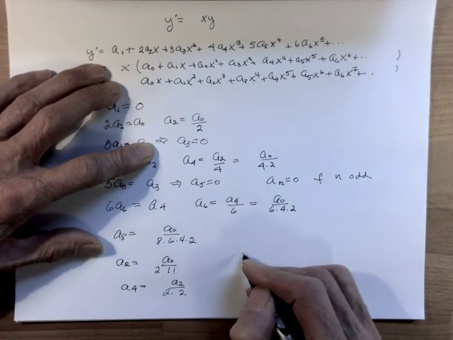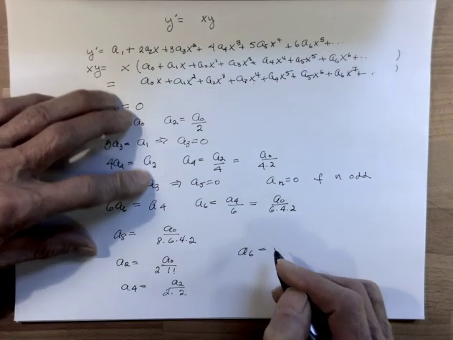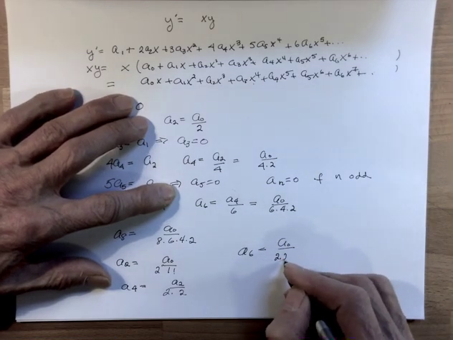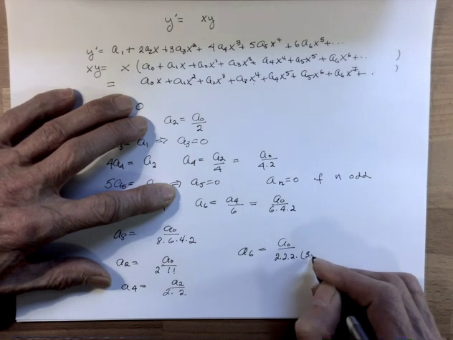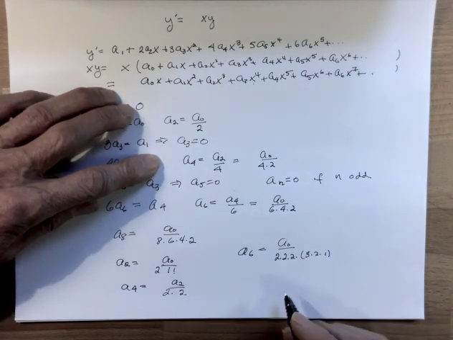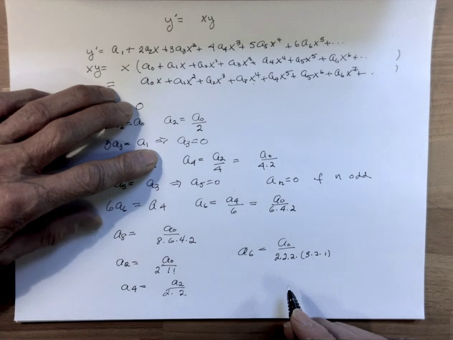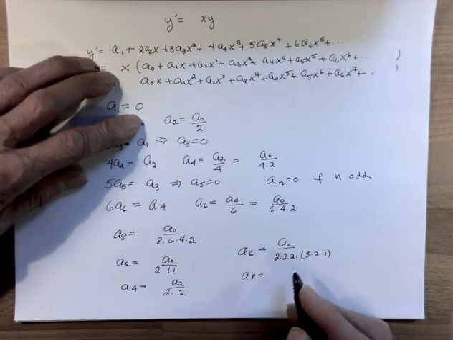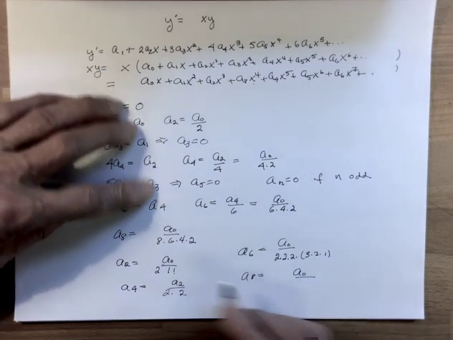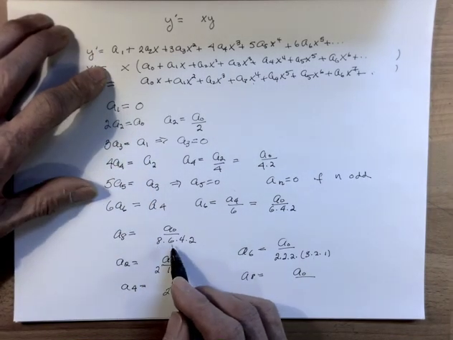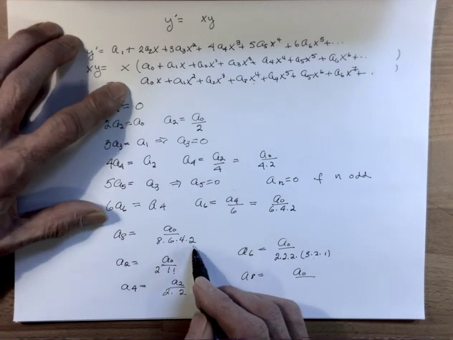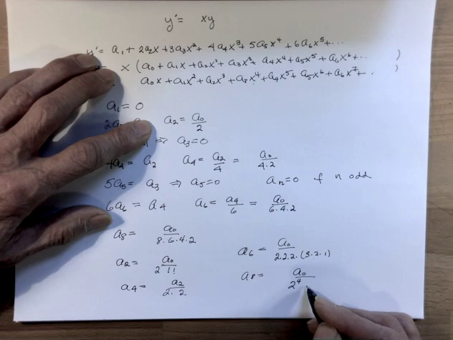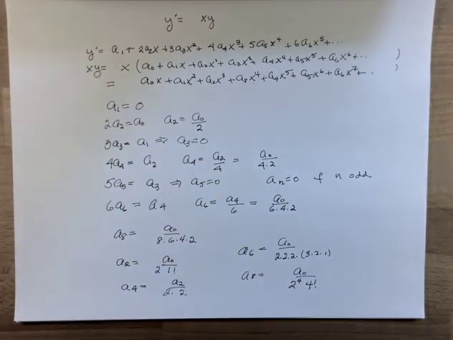We can write a6 as a0 over 2 times 2 times 2 times 3 times 2 times 1. There's the 3 factorial. And we can write a8 as a0 divided by, we can factor out a 2 out of the 8, a 2 out of the 6, a 2 out of the 4, and a 2 out of the 2. We're going to have 2 to the 4th times 4 factorial.